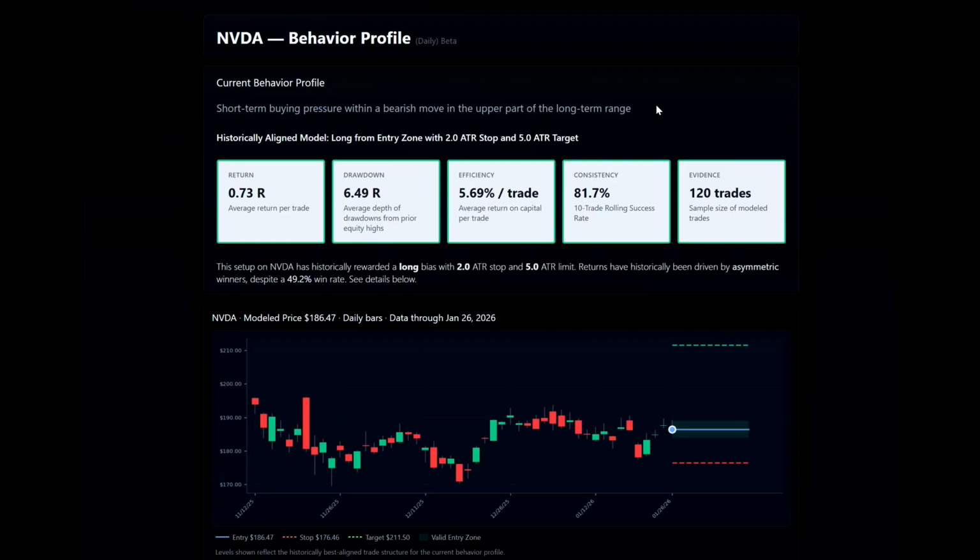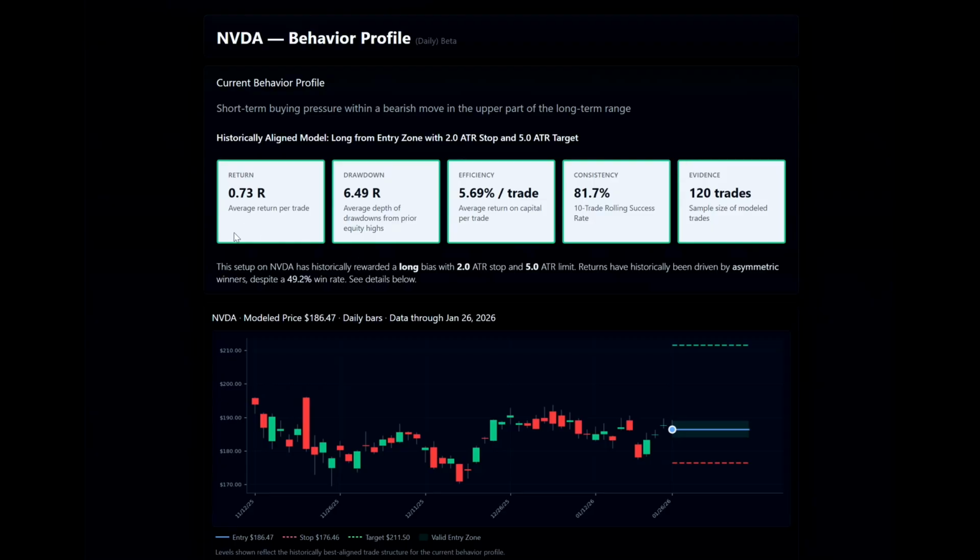So when that setup occurs, when that is the behavior of the stock, the historically aligned model is given right here. So we look through all past examples of that specific behavior and we model that and we find the appropriate trade for that. So across the top are 5 key performance indicators that we can land on and make decisions from, or at least have a general sense of the expectation and performance of the stock from this point.